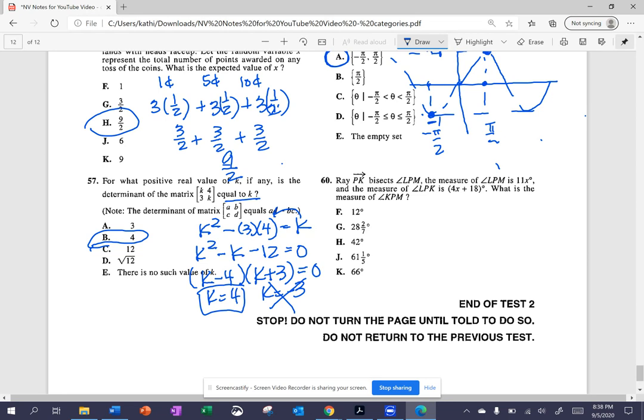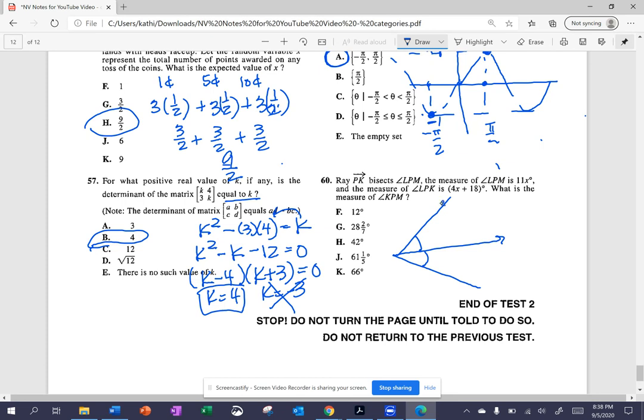Ray PK bisects angle LPM. The measure of angle LPM is 11x, and the measure of angle LPK is 4x plus 18. What is the measure of KPM? So draw the picture. We're talking about a bisector, so I know I have two equal angles.